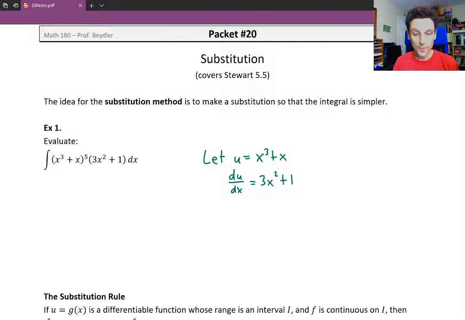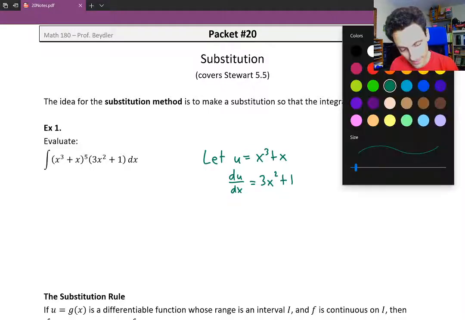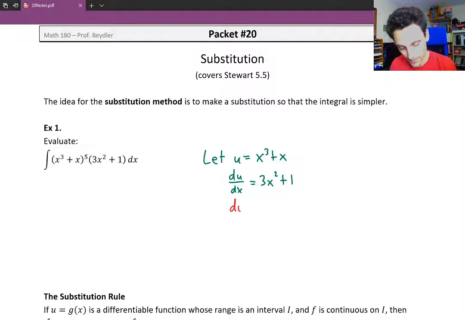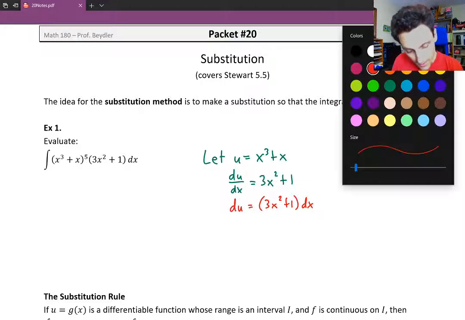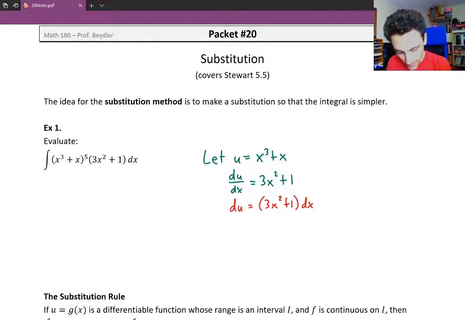Now for notational purposes, I'm going to write the dx over to the right side. So du, let me highlight this so we can see what we're going to do with the substitution method. du equals 3x squared plus 1 dx. And it turns out that this notation is going to be okay. We're going to justify it in just a little bit. So notice that the du is happening right here. This part right here is du.